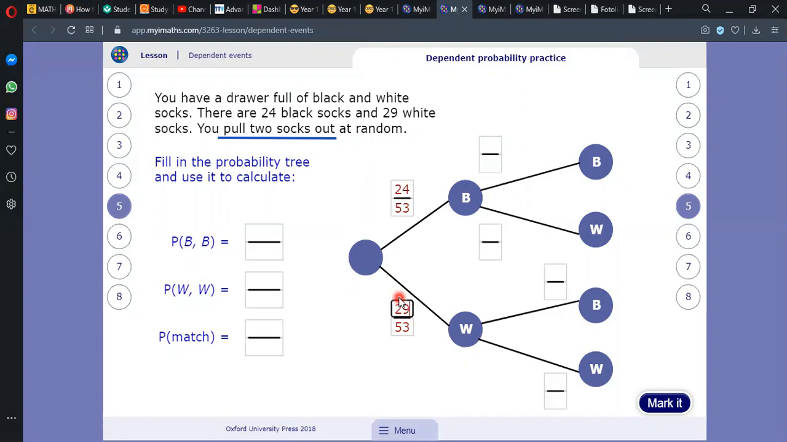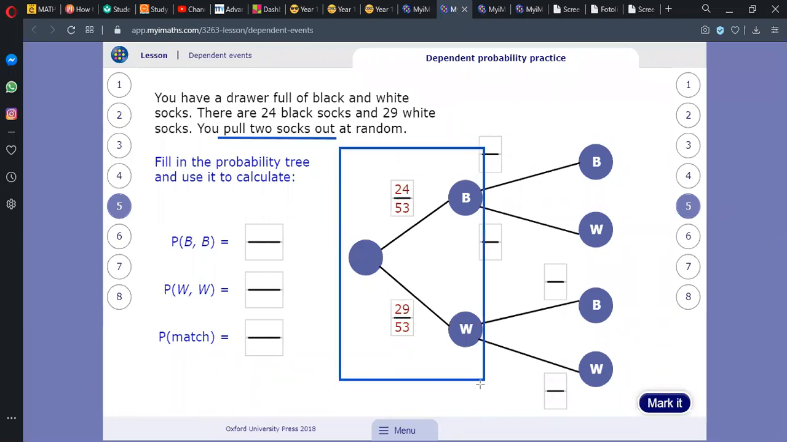Remember, we are pulling out, which means we did not replace, without replacement. Now, coming to the second trial, that means the second socks you want to pick out. This was for the first socks. Let me try to box that out. Okay, this aspect is for the first socks.